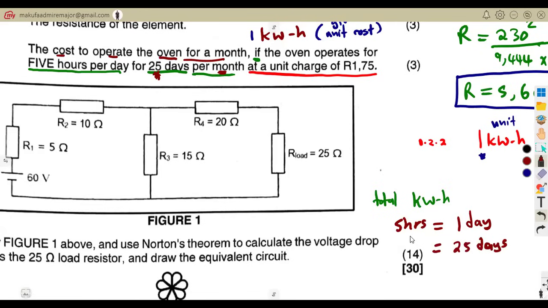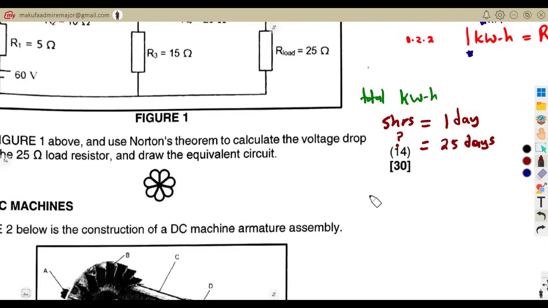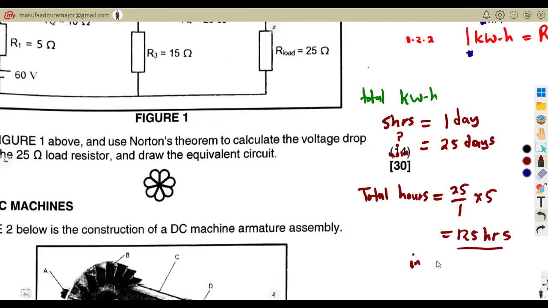So in 25 days, how many hours do we have? That is just like a simple proportion. You can have the total number of hours first. So the total hours is simply going to be 25 over 1 times 5. That gives us the total number of hours that operated, which is 125 hours of operation in a month. Take note, this is happening in a month. 125 hours.